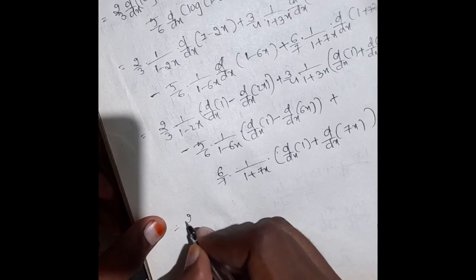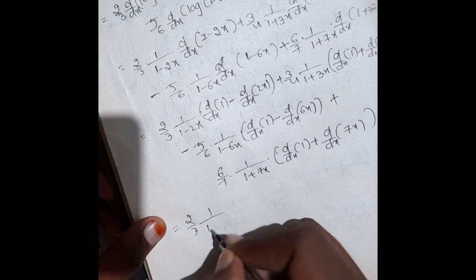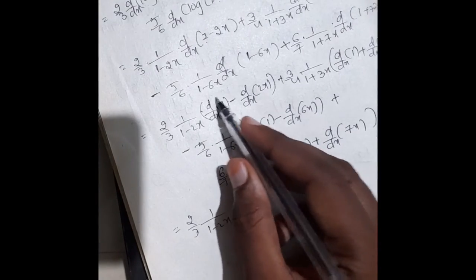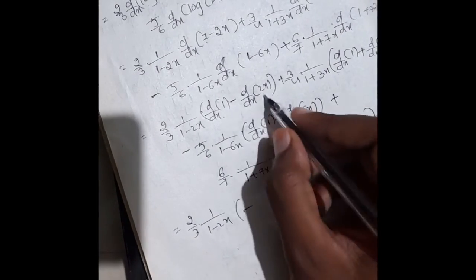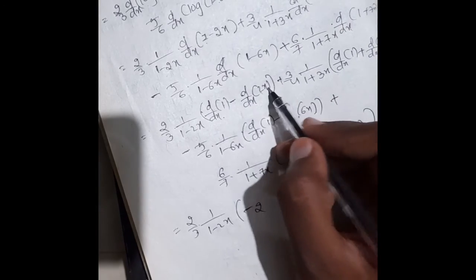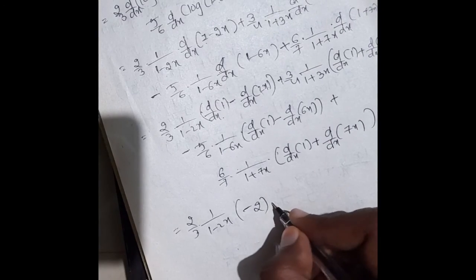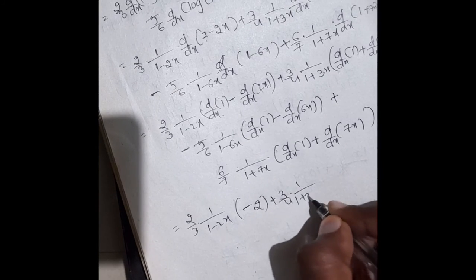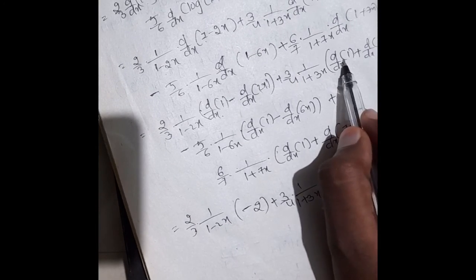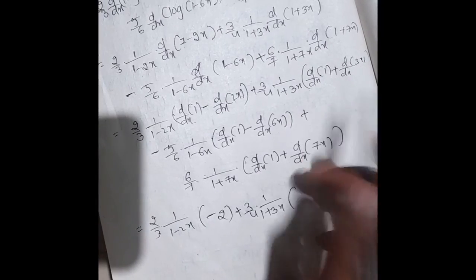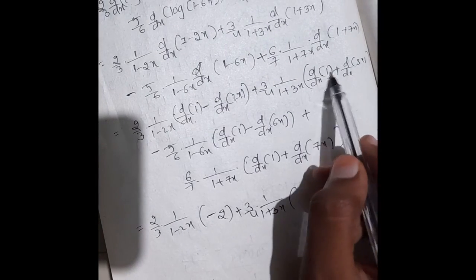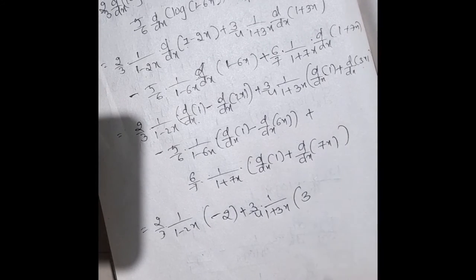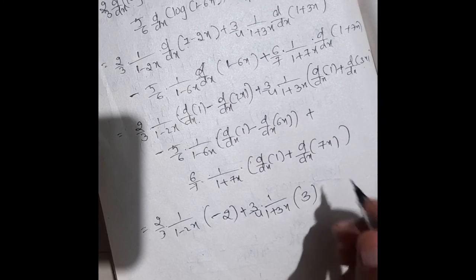So now 2 by 3, 1 by (1 minus 2x). What is d by dx of a constant? It is 0. Minus 2 comes out and d by dx of x is 1, so not required to write. 3 by 4, 1 by (1 plus 3x). d by dx of 1 is 0, always. d by dx of a constant is always 0. Now d by dx of 3x: 3 comes out and d by dx of x is 1, so it's not required to write that.